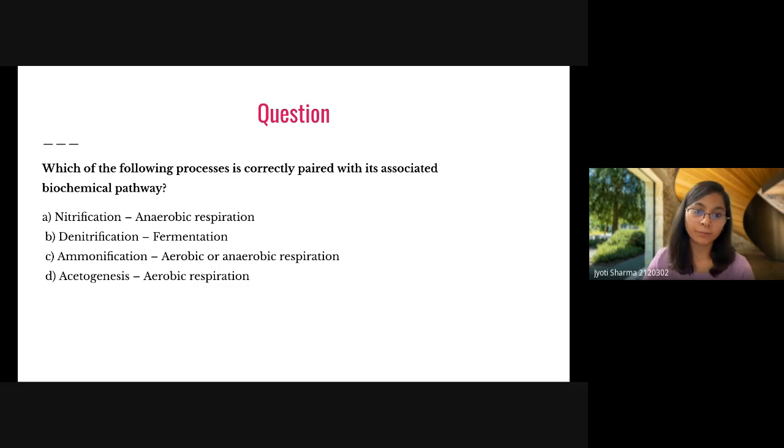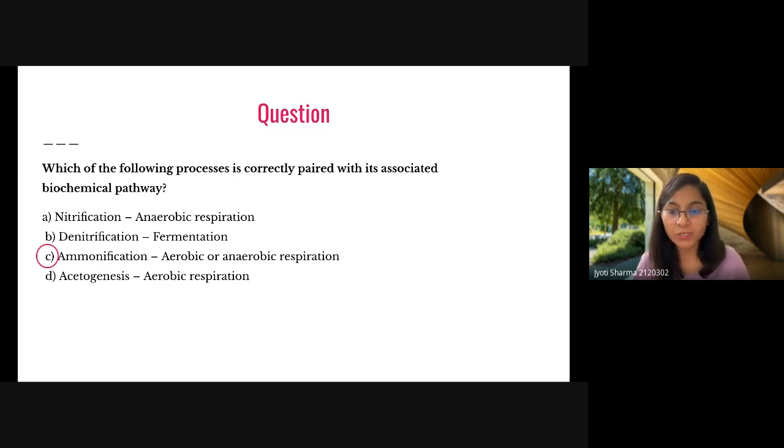Nitrification, this is under anaerobic respiration. Denitrification process under fermentation. Ammonification under aerobic and anaerobic respiration. And acetogenesis under aerobic respiration. You need to choose the correct pair. We will discuss this as well, but just see here, if it is the ammonification.